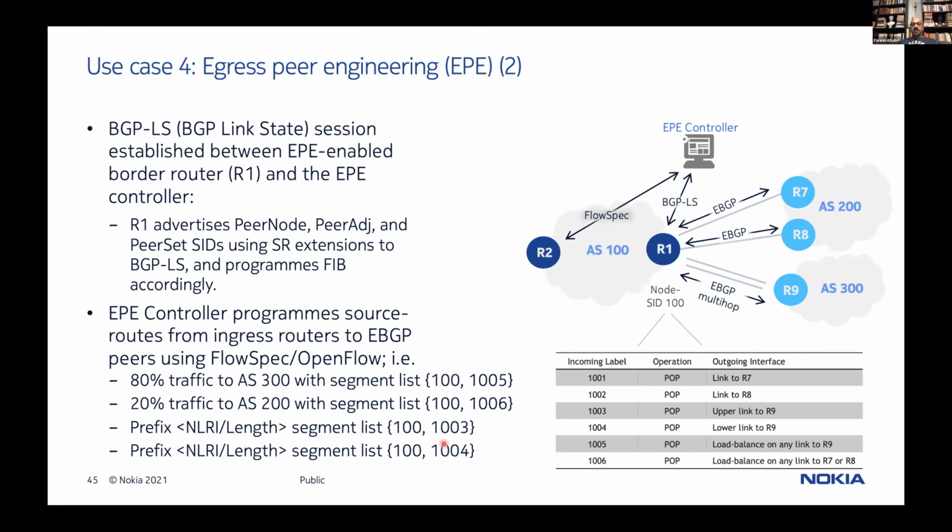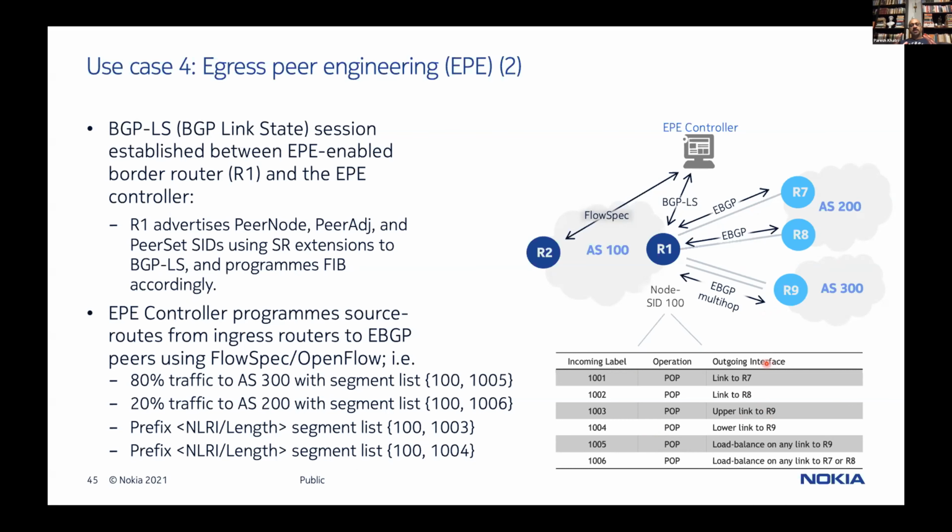So in a similar way, you could have a flow entry for any prefix with a certain amount of weighting that controls exactly which peer, which link it's using on its egress. So for example, in this case, you could send something to 1003, which is the upper link to R9, or 1004, which is the lower link to R9. So this gives you a bit more control over how traffic is leaving your network. So quite a powerful mechanism.